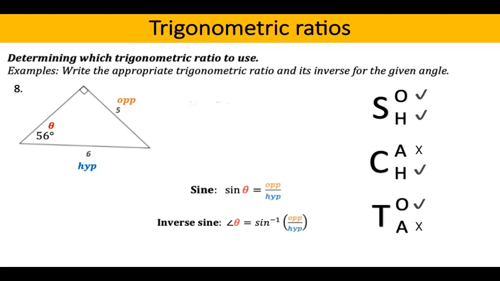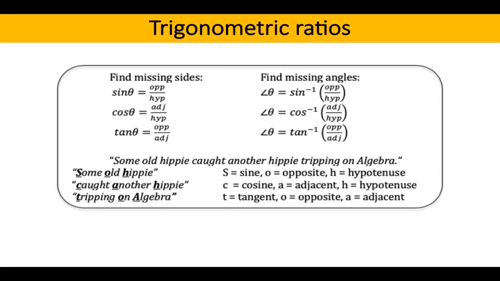So our sine ratio, we'll do sine of 56 equals the opposite, which is 5, over the hypotenuse, which is 6. And of course, for the inverse, we'll do our angle theta, so 56 equals inverse sine of the 5 over 6. Again, be sure to check those in the calculator. So you will use the trig ratios in later lessons to solve. Today, it's just important that you learn how to set up and learn these trig ratios.